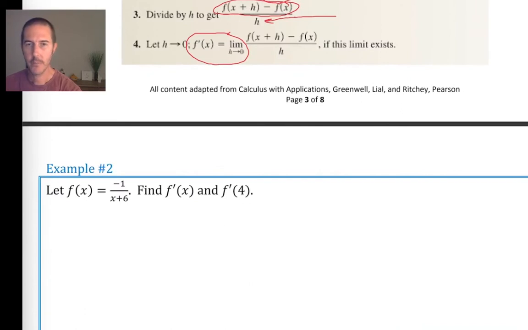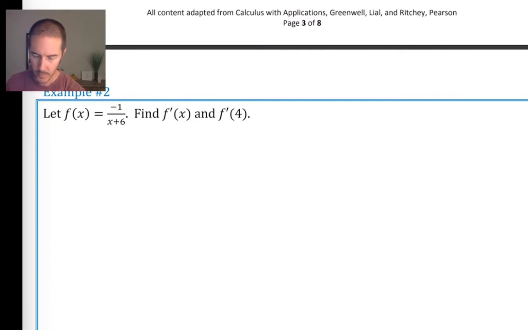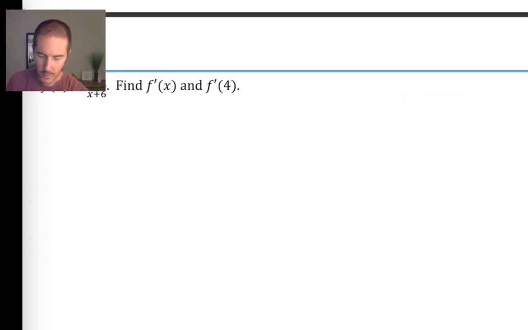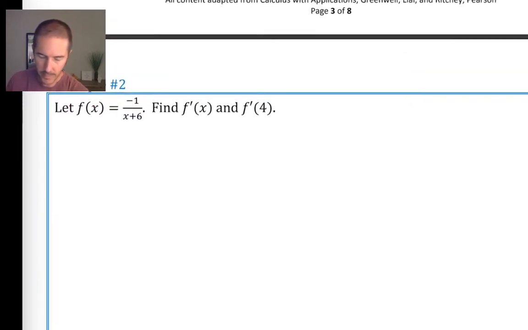So let's give it a shot. Example 2 is a 2-part question. First, we're going to find the first derivative, and then we'll evaluate that first derivative at a given x value of 4. So step 1 tells us to evaluate f of x plus h.